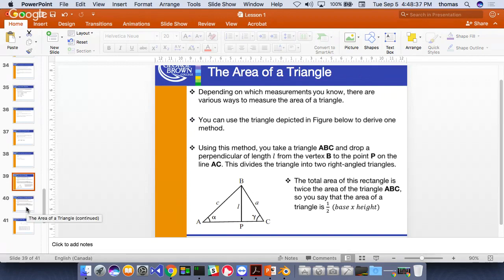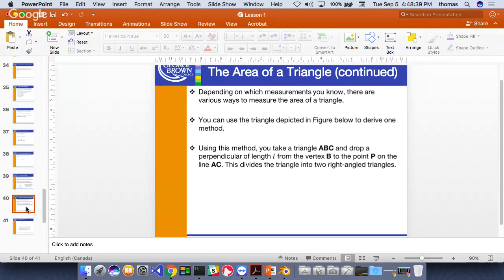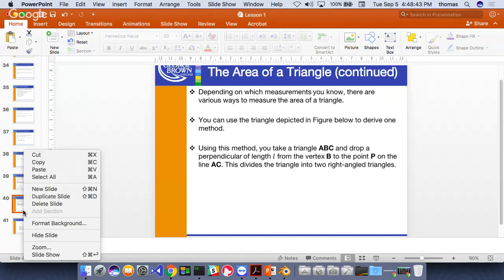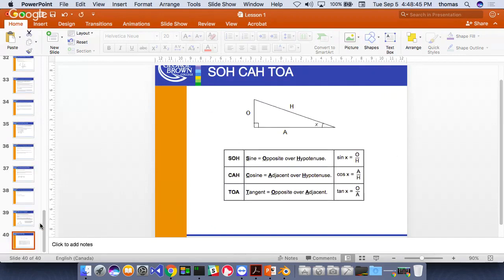Okay, two more slides, guys, then we're done for today. I swear, right? And did I just copy this? I did. I love duplicate slides. One more slide, we're done.